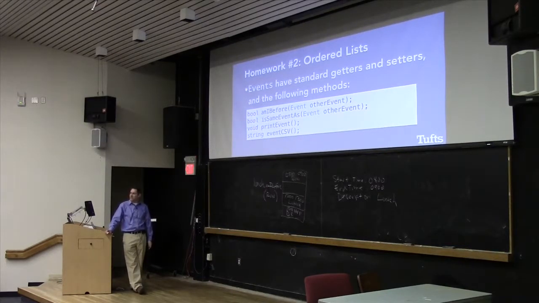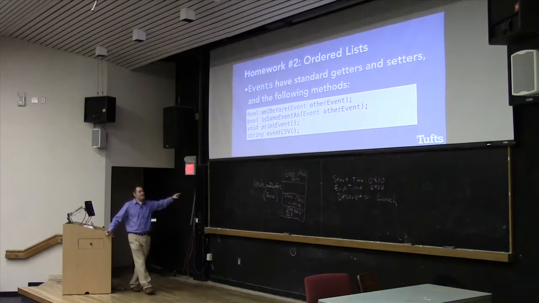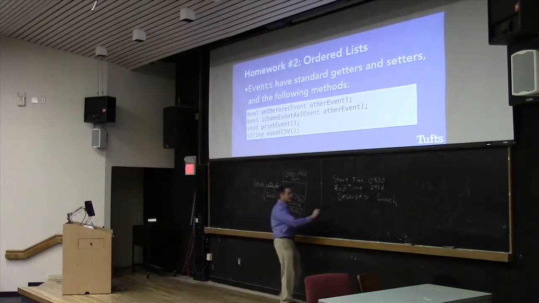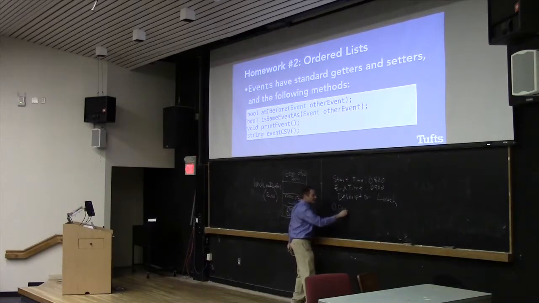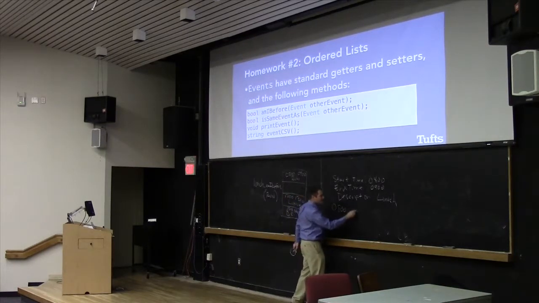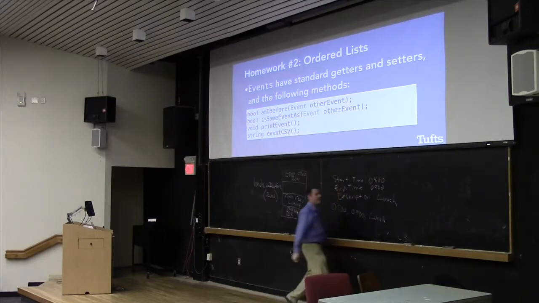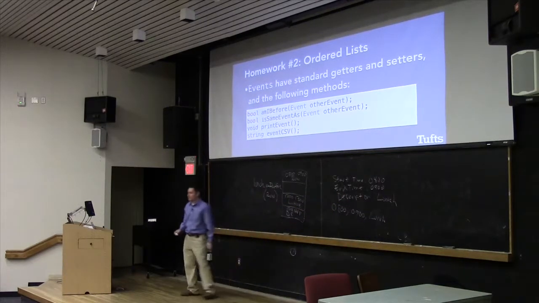Does anyone know what CSV stands for? There you go, comma separated value. This means that your event is going to be just a string, and it's going to print out like this. It's going to be 0800, comma, 0900, comma, lunch. And that's going to be your comma separated value.